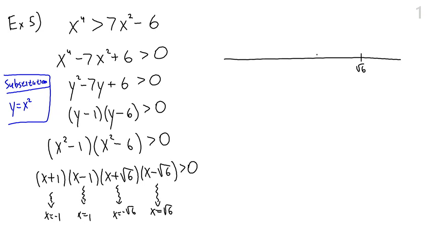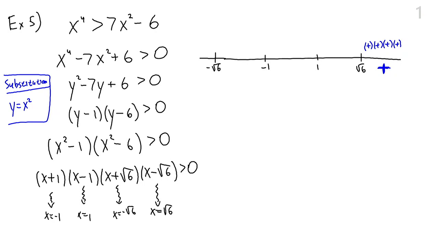Radical 6, 1, negative 1, and negative radical 6. So these are the only places where this polynomial can change sign, and we're interested in when the product of these 4 things is positive. So now we have a product of 4 things, and let's look at that. If x is greater than radical 6, all four factors must be positive. So if we have positive times positive times positive times positive, our result is certainly positive.